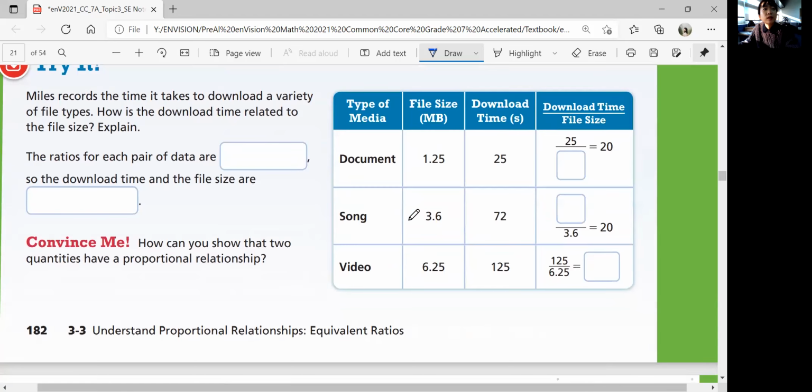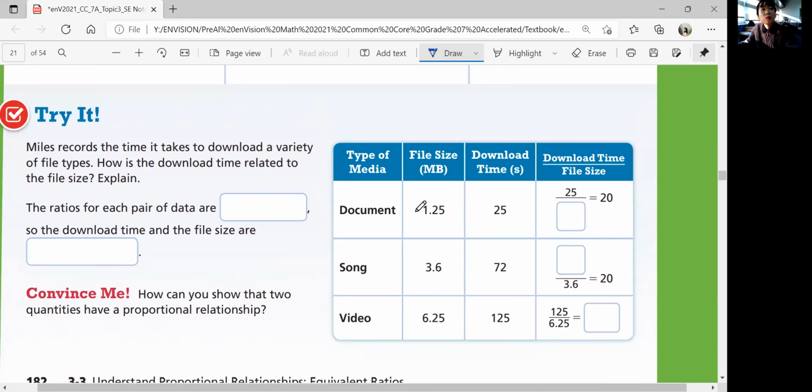Let's try this question. Miles records the time it takes to download a variety of file types. How is the download time related to the file size? Do we have a proportional relationship or not, right? So if they have the same proportions throughout the whole data, document, song, and video, we can say they have a proportional relationship. Let's see.